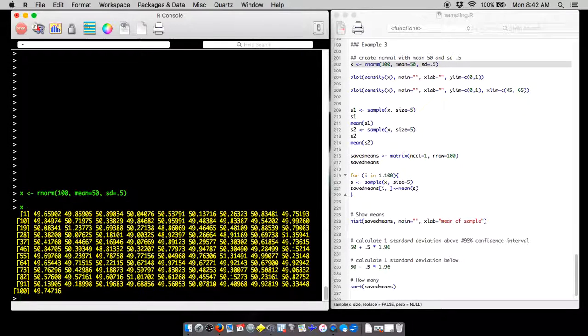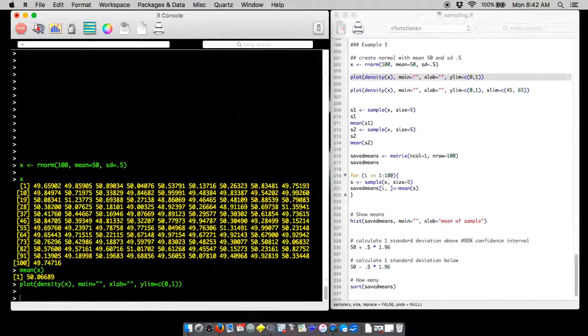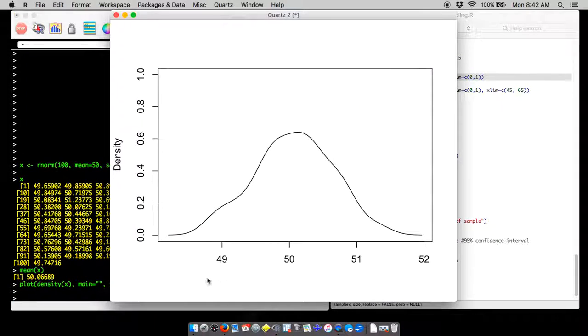If we look at what X is, it's a whole bunch of random numbers. And if you took the mean of all these numbers, the mean of X, you're going to get 50, and the standard deviation is going to be 0.5. And we can plot this in a density function, and let's look at the graph here, and it looks like this. So this is the density, 0 to 1, and these are the different values that you see in the matrix here that go from about 48 all the way up to about 52. And you can see most of the observations are around 50 where that mean is.